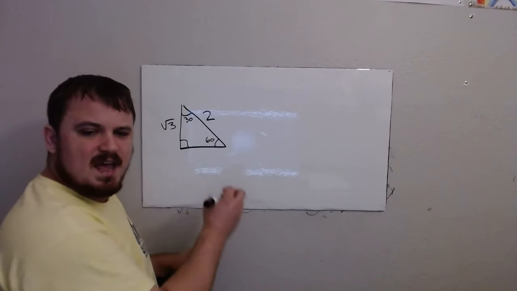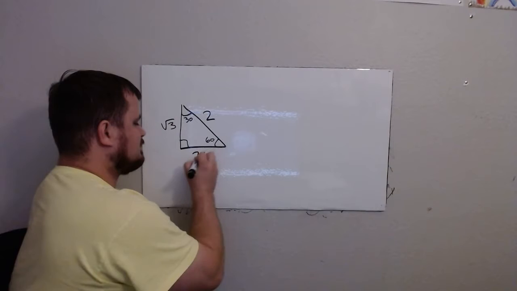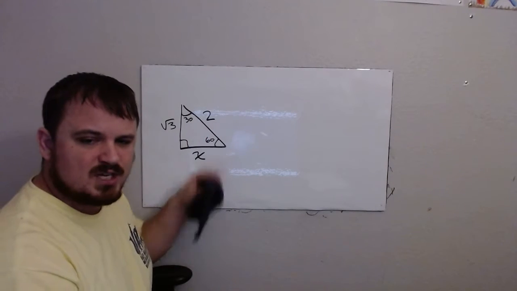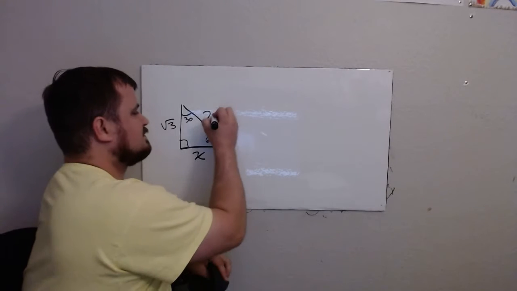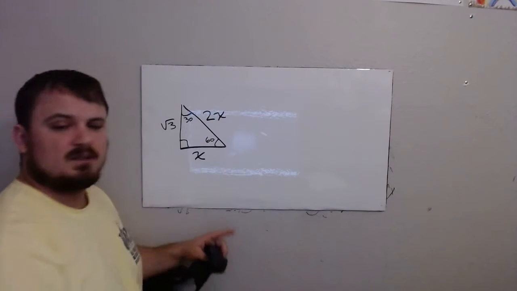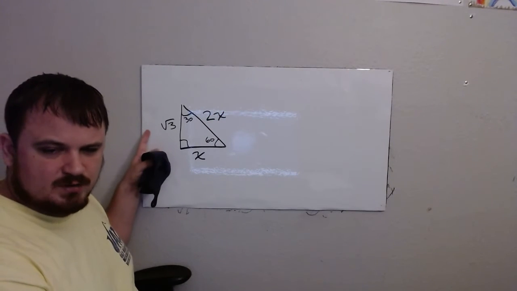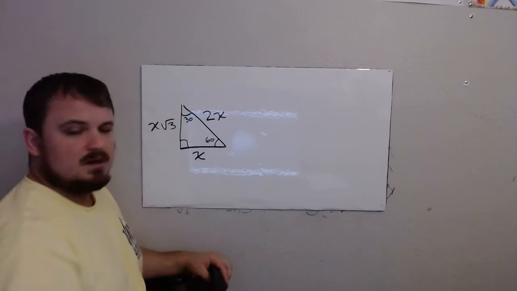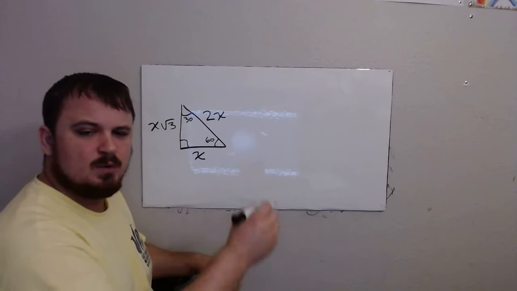Let's call the short side x. Let's call the hypotenuse, because it gets doubled, 2x. And let's call the long side across from 60 x times root 3. Okay, so we'll start with that, and everything we do we'll compare to that.